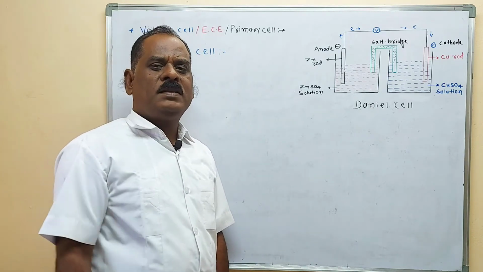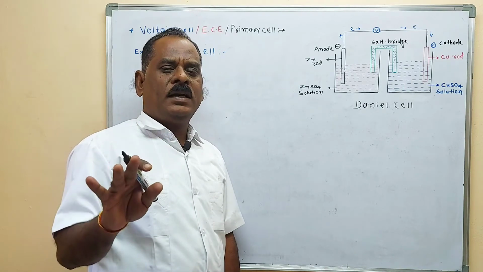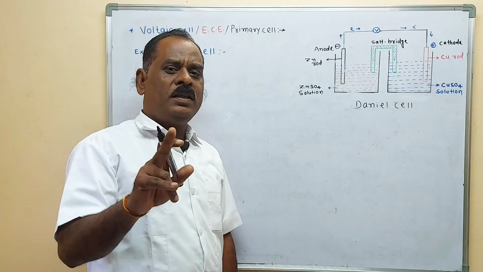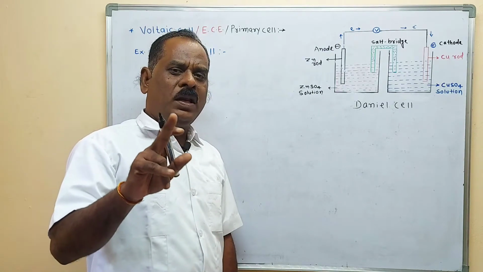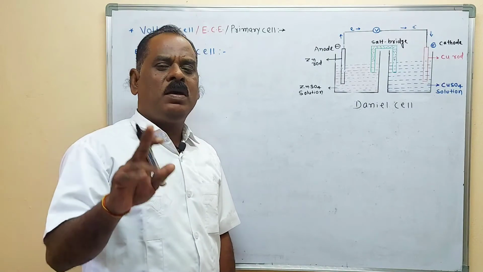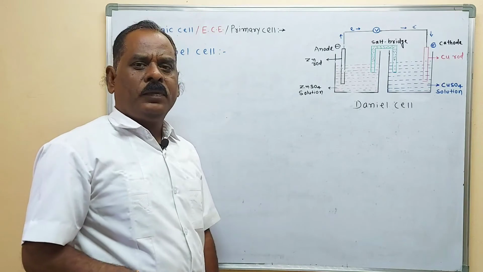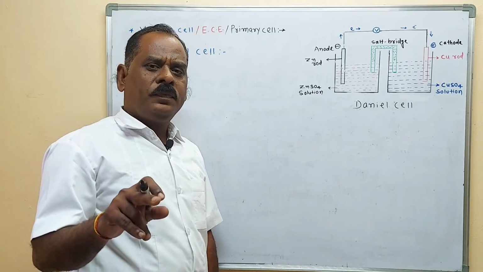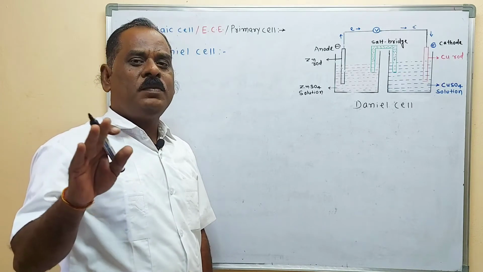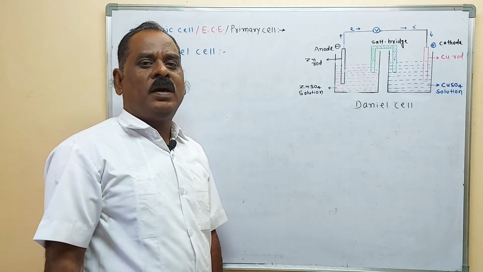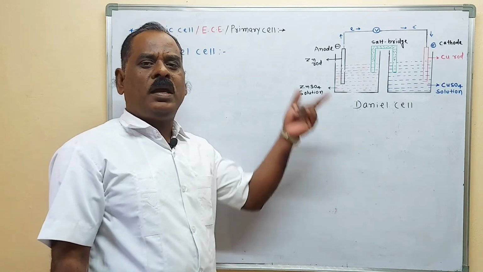These electrochemical cells are mainly classified into two types, primary cell and secondary cell. Remember an important point: the cell in which chemical energy is converted into electrical energy by an irreversible chemical reaction is called a primary cell, and the cell in which chemical energy is converted into electrical energy by a reversible chemical reaction is called a secondary cell. Today, concentrate on the primary cell.